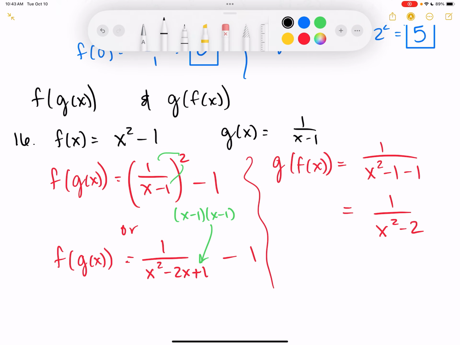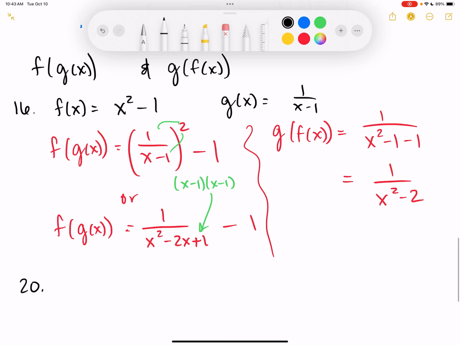Let's see, 20. f of x is equal to x cubed. g of x is equal to the cube root of 1 minus x cubed.